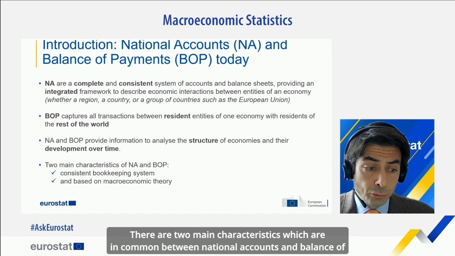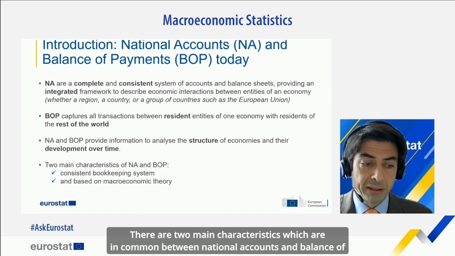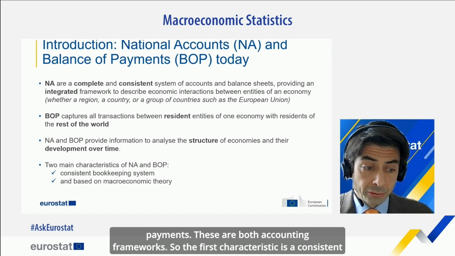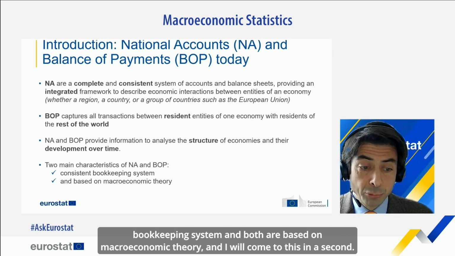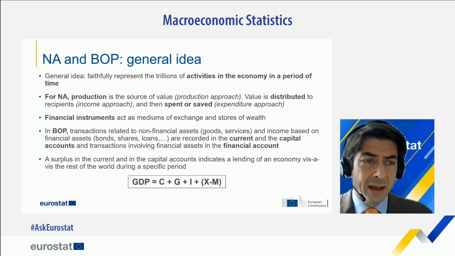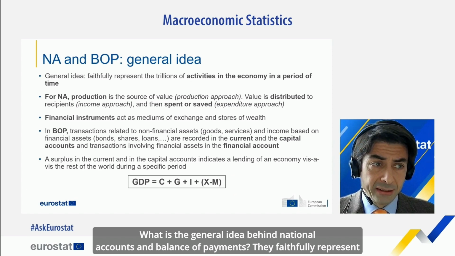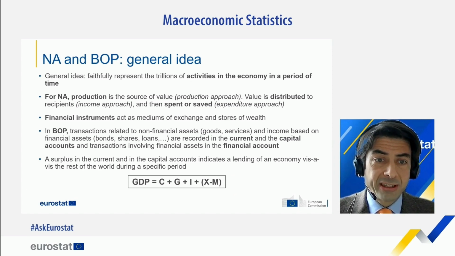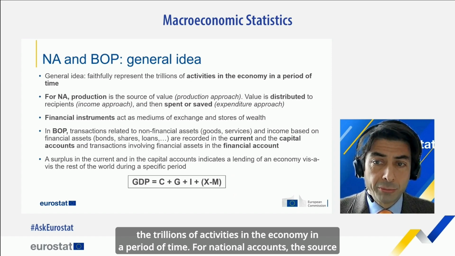There are two main characteristics which are in common between national accounts and balance of payments. These are both accounting frameworks. So the first characteristic is a consistent bookkeeping system, and both are based on macroeconomic theory, and I will come to this in a second. What is the general idea behind national accounts and balance of payments? They faithfully represent the trillions of activities in the economy in a period of time.